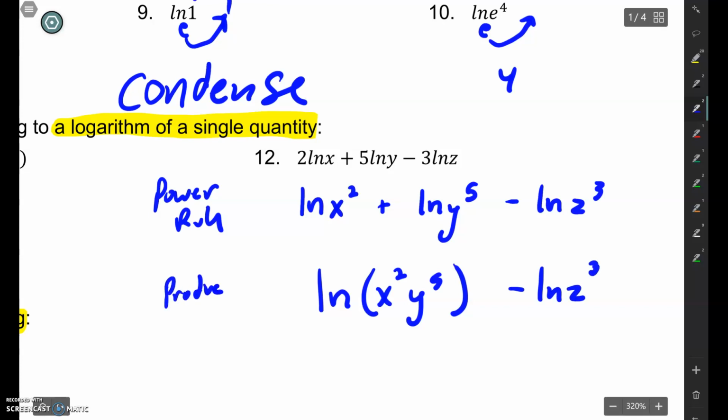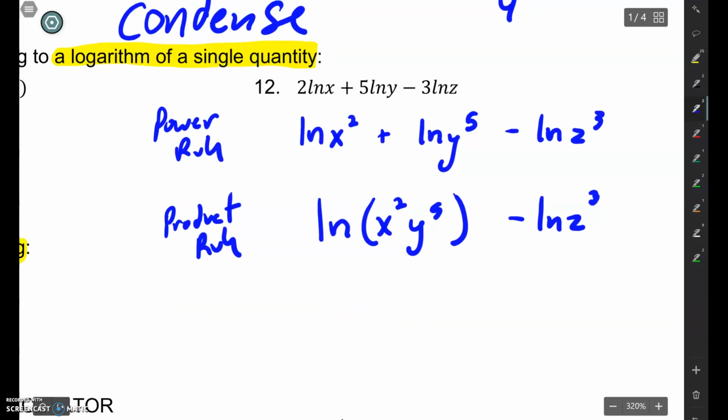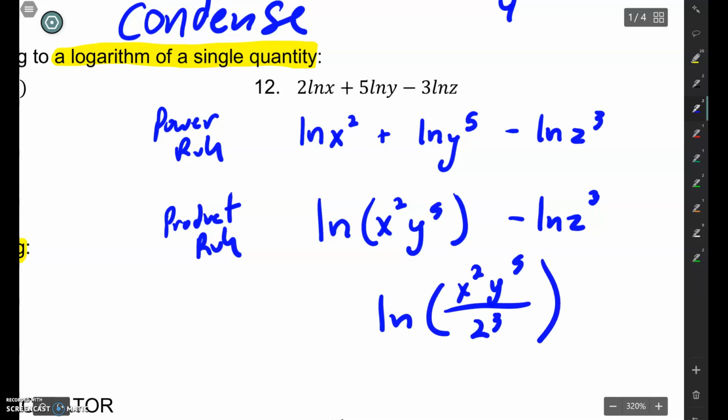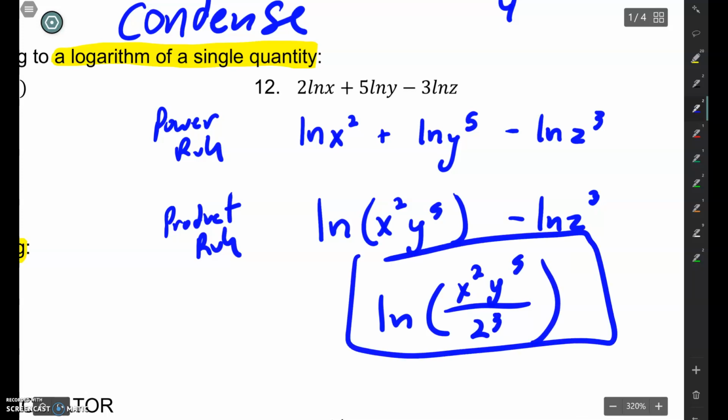And then the quotient rule, which I'll be done after this because we'll be down to just 1 logarithm, is if you see that minus sign, it's going to be division. So z to the third is going to shoot to the bottom. So we'll have 1 logarithm with x squared times y to the fifth over z cubed. Boom. We now have condensed this down to 1 logarithm, right?